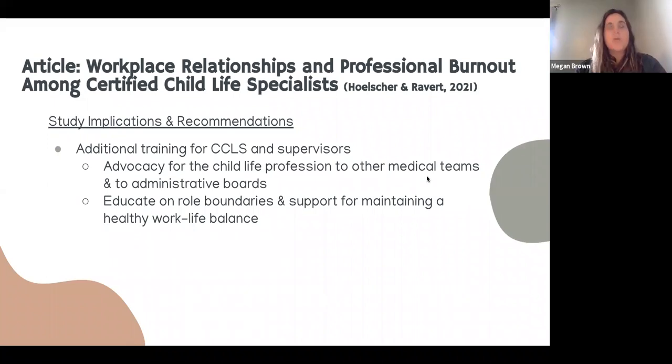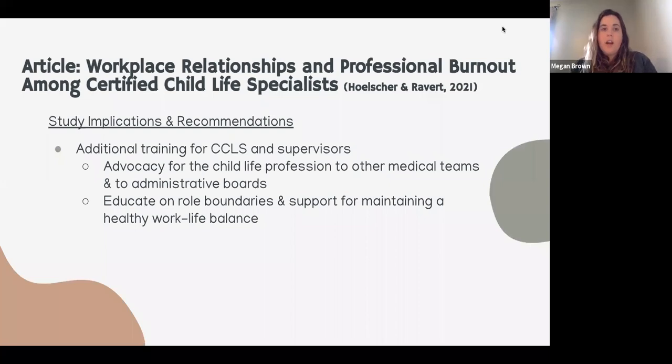I wanted to point out as well that we included this chapter on communication from the Child Life Handbook and this article specifically because they really do come back to that communication aspect, right? Advocacy for the child life profession requires communication with other healthcare professionals, and the ability to create those relationships is, I think, such a key aspect to having successful multidisciplinary teams.